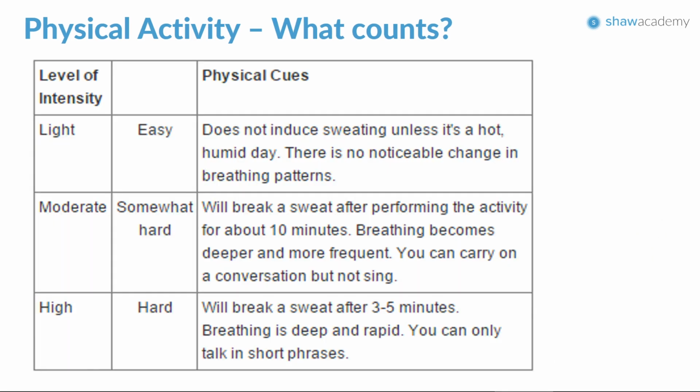So that is a breakdown for you, and hopefully this guide here will help you work out what intensity you're working at. So level of intensity: light or low, moderate and high intensity. Light is easy, does not induce sweating unless it's a hot, humid day. There's no noticeable change in breathing patterns. Moderate is somewhat hard. You will break a sweat after performing the activity for about 10 minutes. Breathing becomes deeper and more frequent, and you can carry on a conversation, but you couldn't sing. High intensity then is hard. You will break a sweat after 3 to 5 minutes. Your breathing is deep, it's rapid, and you can only talk in short phrases.